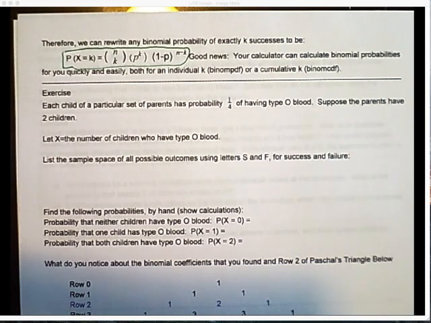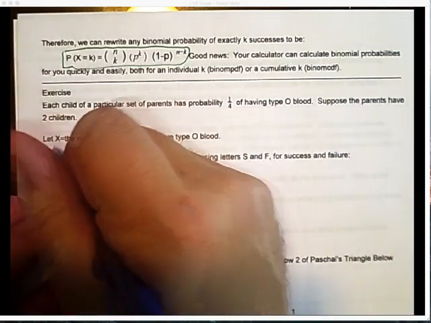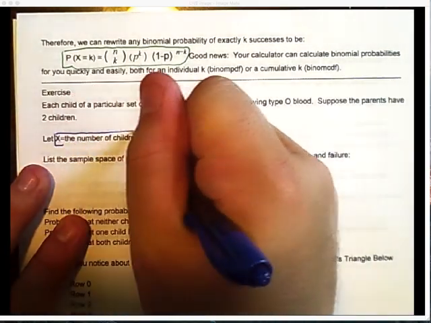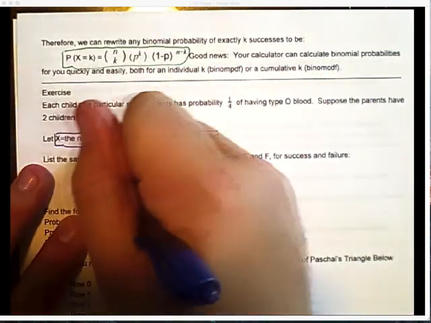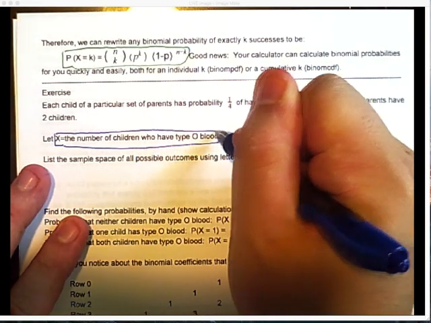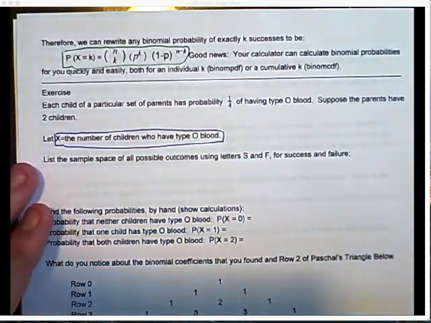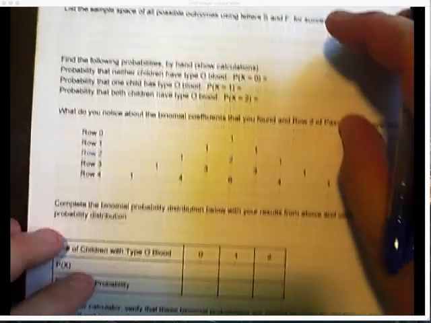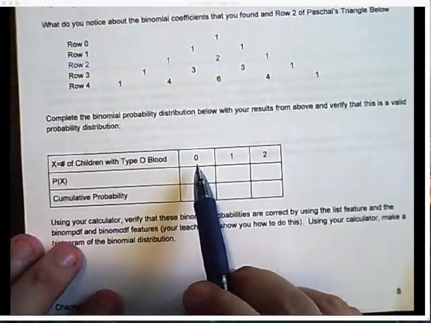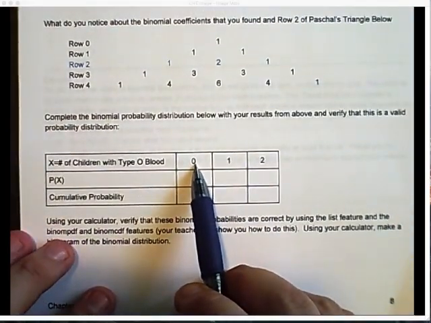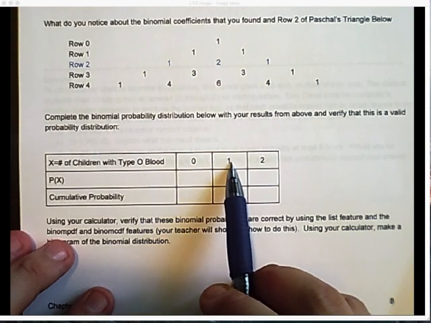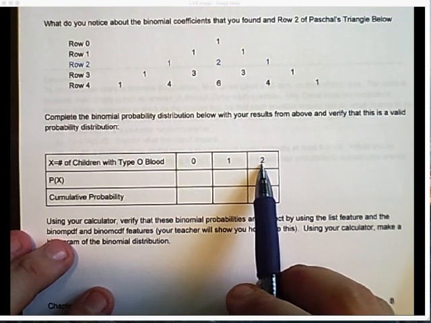So let's define a couple things. We're going to let x equal the number of children who have type O blood. So if I start to make a probability distribution chart, I can have 0 of my children have type O blood, I can have 1 child have type O blood, or I can have both have type O blood.